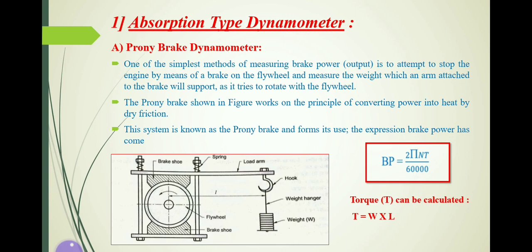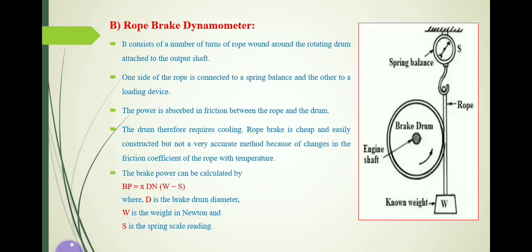Here we saw that by absorbing the friction between the brake shoes and flywheel, the energy we measured is nothing but the brake power. Now we have to discuss the second type of dynamometer, the rope brake dynamometer.